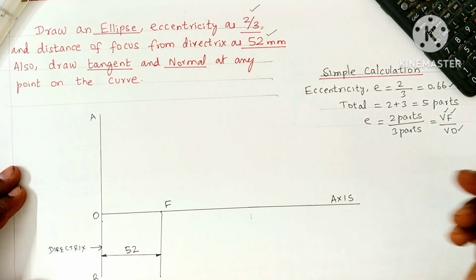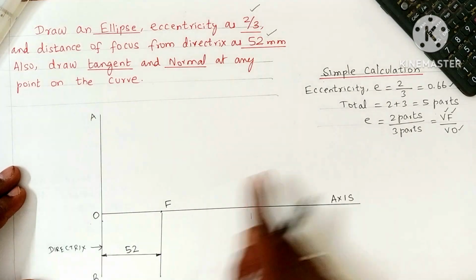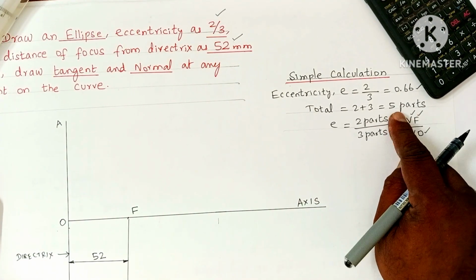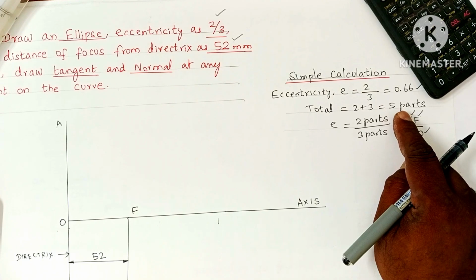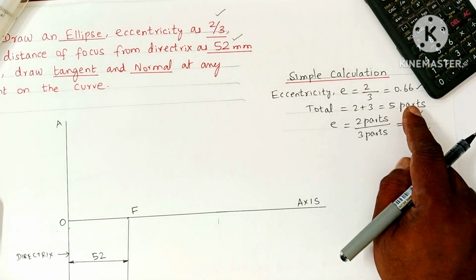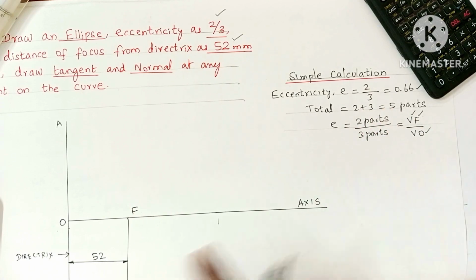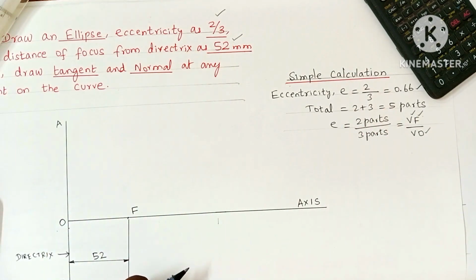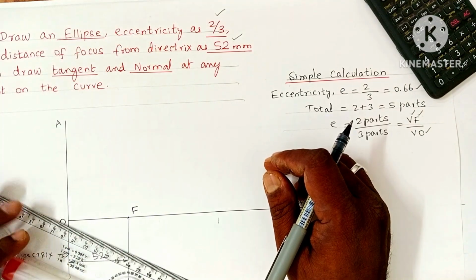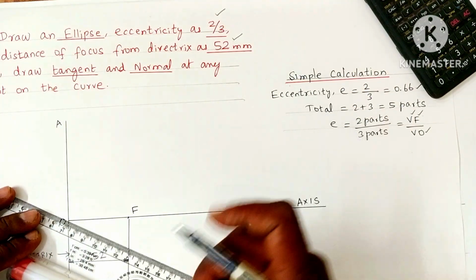Now I am going to divide this segment OF into 5 equal parts. Here by calculation I got 5 parts. Suppose 3 by 4 means you will get 7 parts. Like that you have to do the calculation part. So 2 plus 3 is equal to 5 parts. Now I am going to divide this OF into 5 equal parts. For that I am going to follow one procedure. Draw one inclined line of any suitable angle.